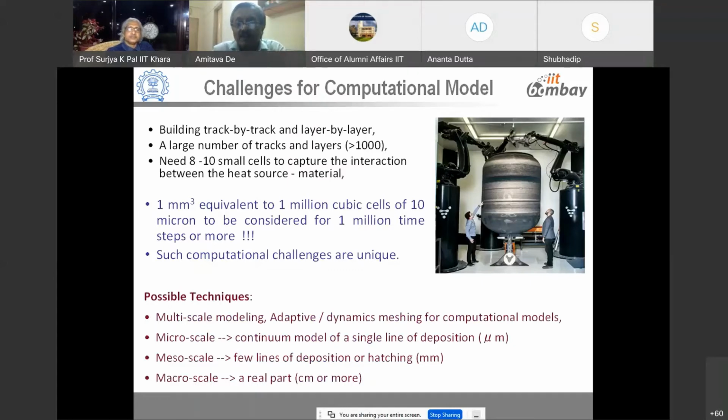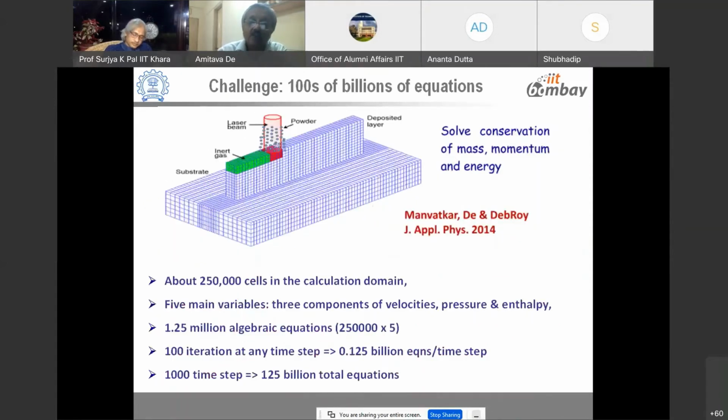So there are different routes people have been trying, like multi-scale modeling: micro scale, meso scale, macro scale, and in different scales, the dimensions are different. In a typical micro scale model, people try to model, for example, a single line of deposition in the micron range. In a meso scale model, a few lines of depositions or hatching, that means tracks, in the millimeter scale. And going to macro scale further, a real part, but in a centimeter or that level. More than that is really difficult as of now.